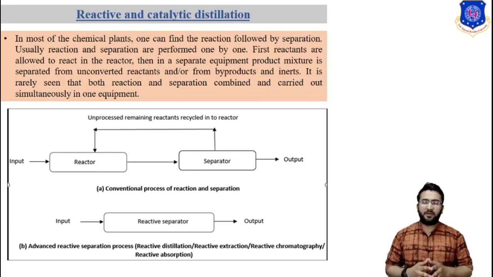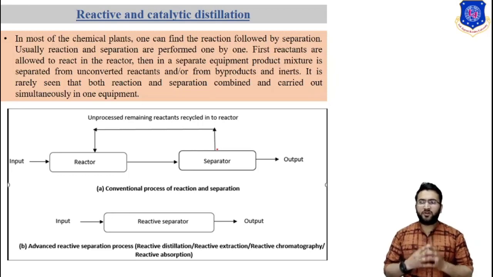In most chemical plants, one can find reaction followed by separation. Usually, reaction and separation are performed one by one. First, the reactants are allowed to react in a reactor, then in separator equipment, the product mixture is separated from unconverted reactant, byproduct and inert. It is rarely seen that both reaction and separation are combined and carried out simultaneously in one equipment.